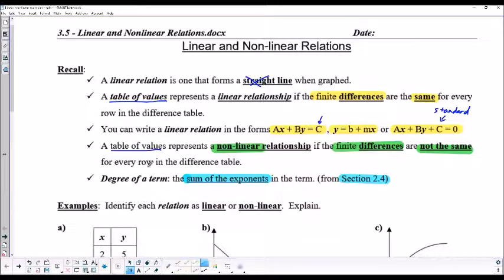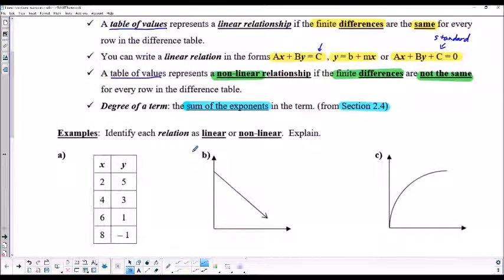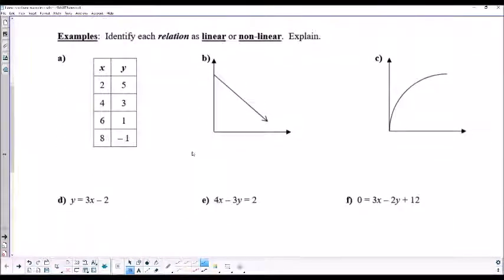Okay, so here's some of the terminology that we're going to need. Now we'll take a look at some different tables, graphs, etc., and we need to identify whether the relation is linear or nonlinear. So first of all, we'll take a look at this table of values. As you know, the x column is the independent variable and the y column is the dependent variable. Notice that the independent is always on the left side of a vertical column and the dependent is always on the right side or the right column.